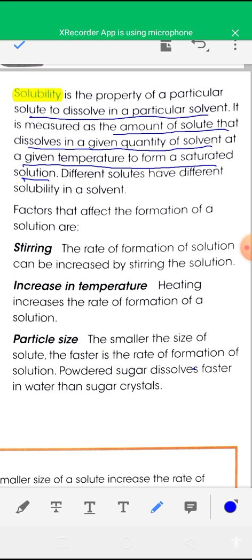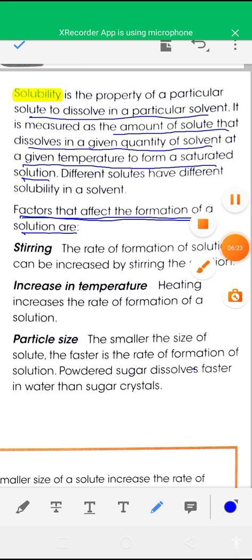Now see, the next topic is which factors can affect the formation of solution. There are three factors mainly: stirring, increase in temperature, and particle size. The first one is stirring.